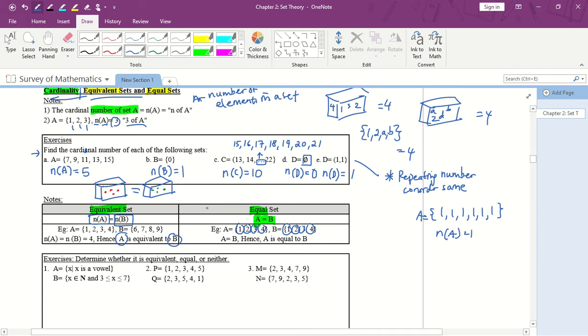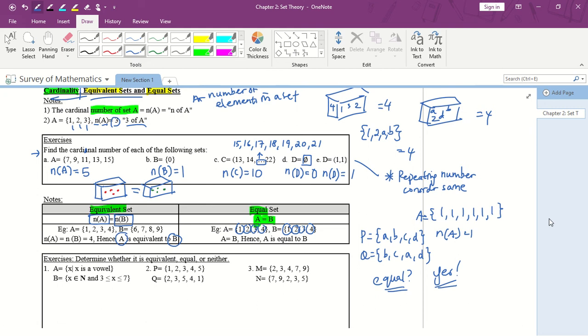And I know you will ask. Okay, for example, there's a set P here. It says {A, B, C, D}. And we have another set Q here. It says {B, C, A, D}. I know P and Q are equivalent sets because they have the same number of elements, but are they equal sets? They have A, they have B, they have C, they have D. But the arrangement is different. So is it considered an equal set? The answer is yes. Math is strict, but it's not that strict that where you sit will also be considered. So as long as A, B, C, D is there, fine. It doesn't care about their position.